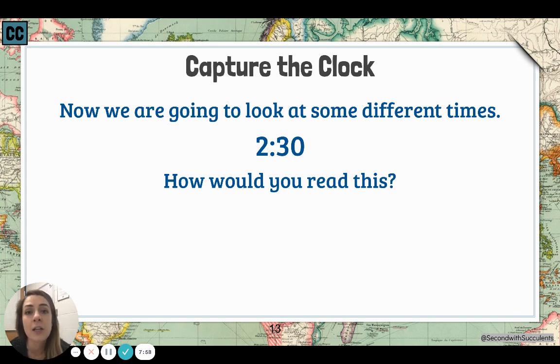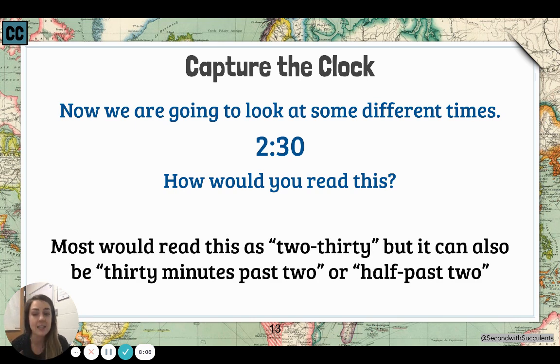If you said 2:30, you are totally right. But there are a few other ways that you might hear people talk about this time. And that is, you can say that it's 30 minutes past 2 or half past 2. That would mean the same thing as 2:30. 30 minutes past 2 or half past 2.